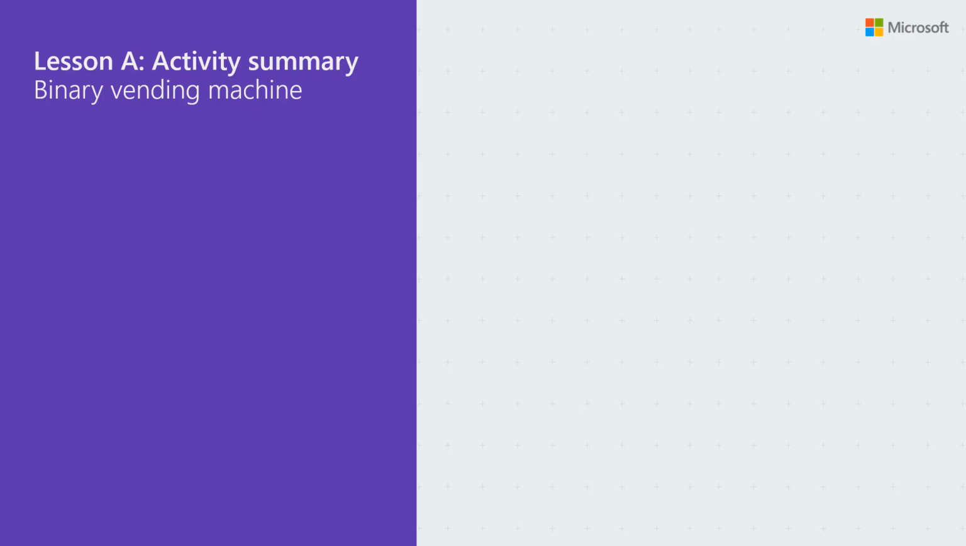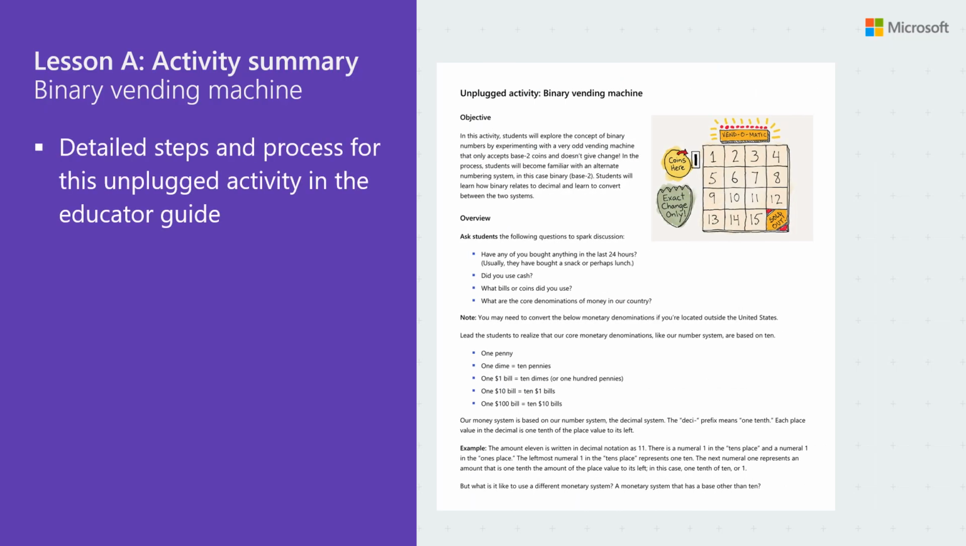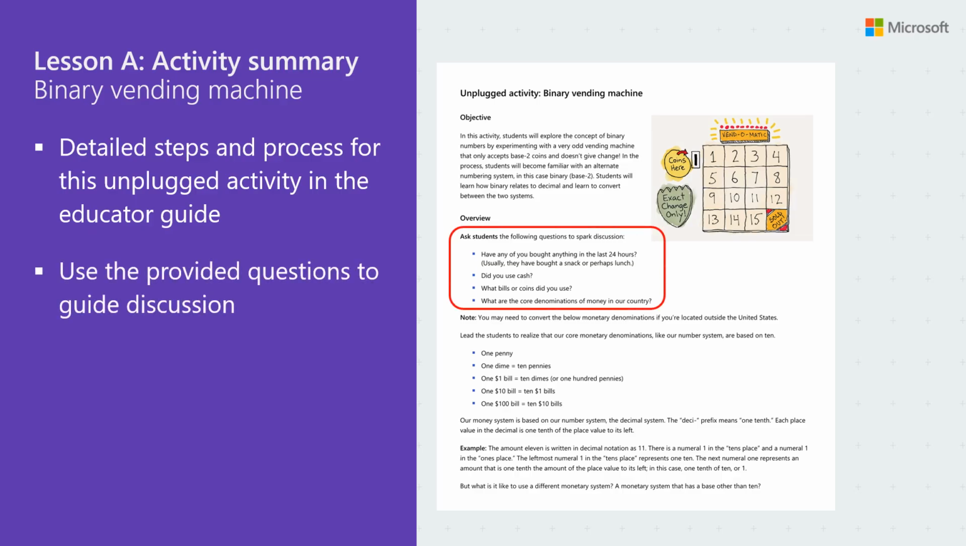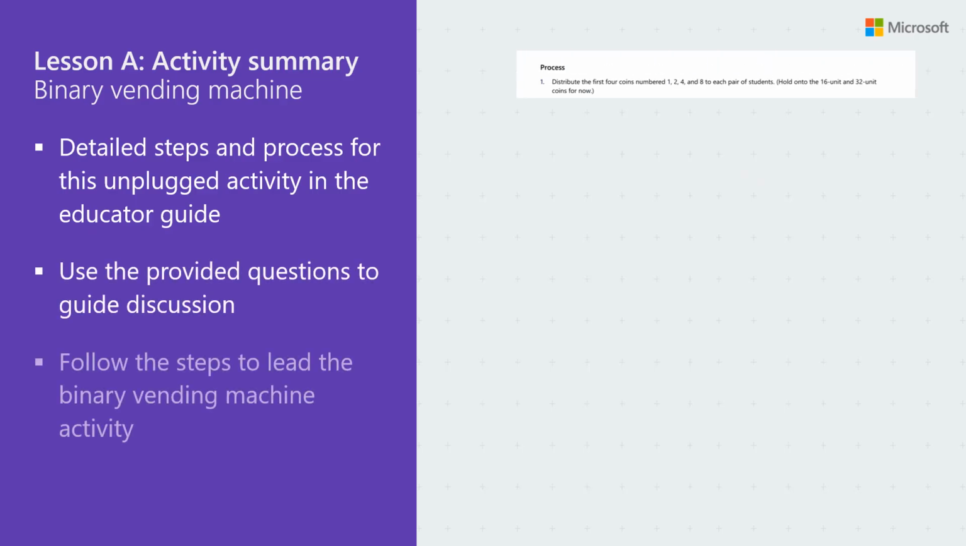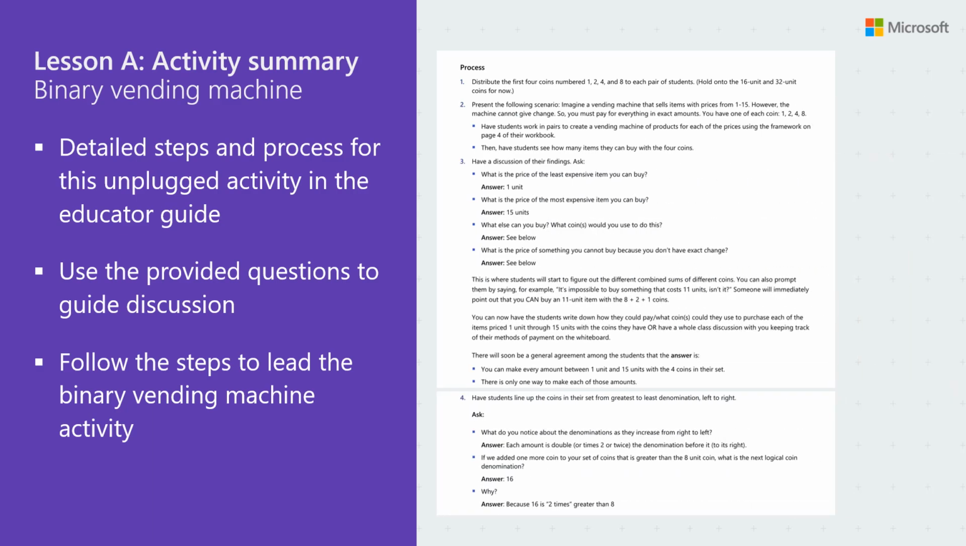So for Lesson A, the unplugged activity uses a vending machine concept to explore binary, how it relates to the decimal system, and how to convert numbers between the two systems. So you'll give them an overview of the decimal system and then follow the step-by-step instructions for how to alternate between distributing the prepared base 10 coins in stages, the tasks for the students, and then discussion questions. And then you'll introduce the binary system and how to translate numbers between base 10 and base 2.